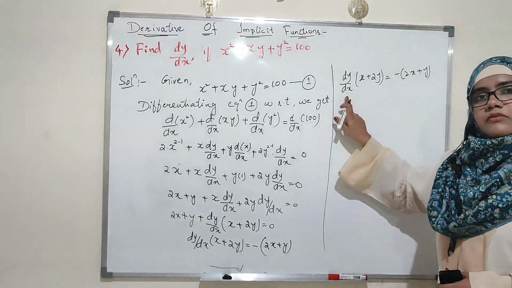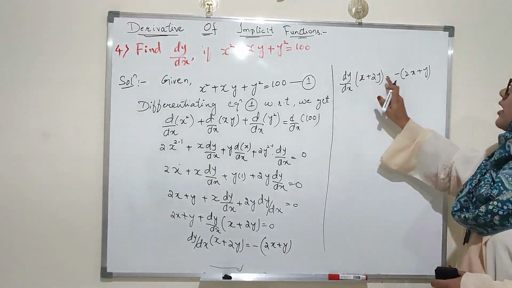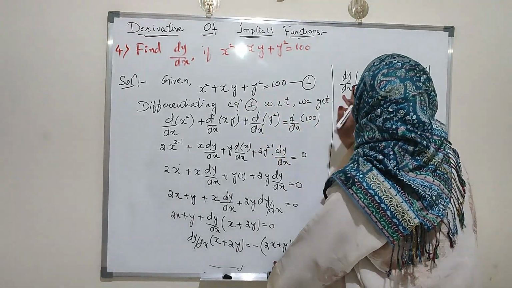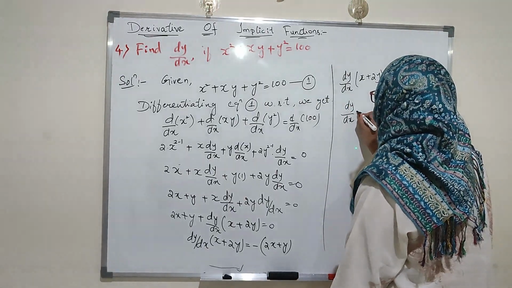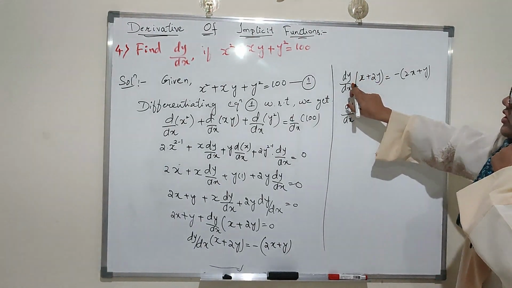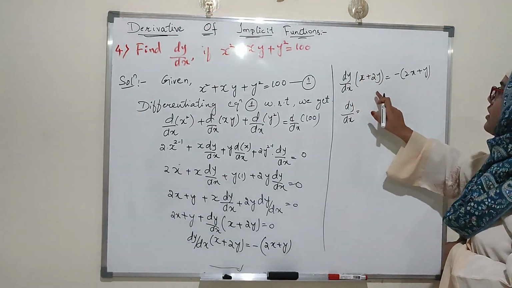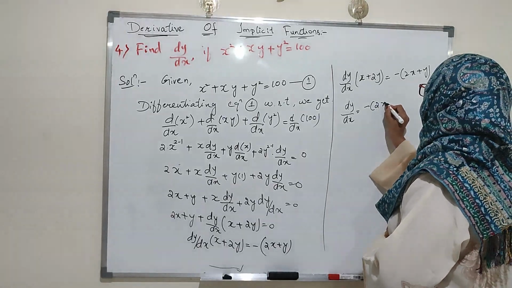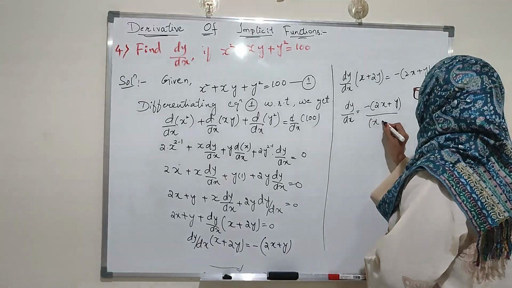We have dy by dx into x plus 2y is equal to minus of 2x plus y. Okay, now we have to find the value of dy by dx. That's why I'm writing dy by dx separately. This term x plus 2y is in multiplication with dy by dx on the left hand side. If you want to take this term to the right hand side, then it will go into the denominator, meaning x plus 2y.